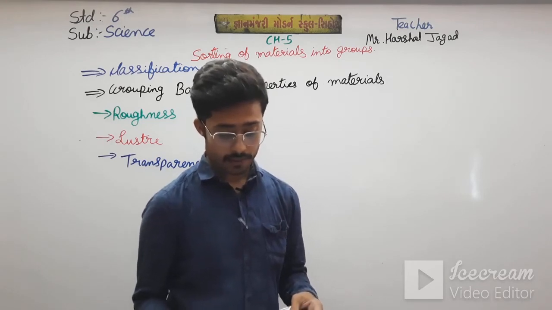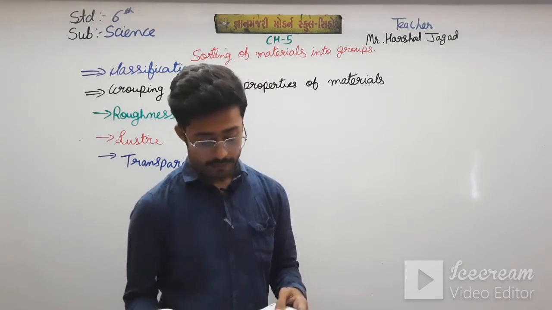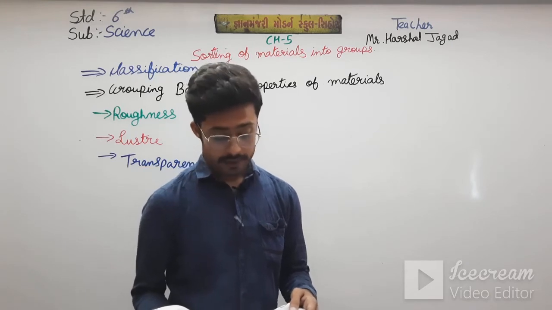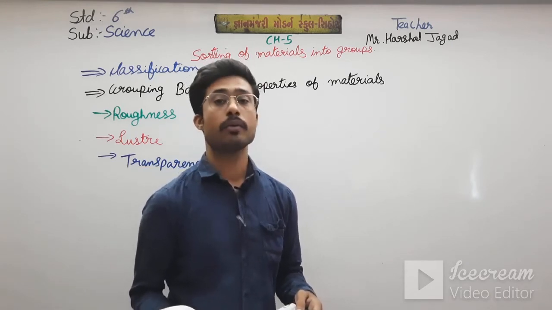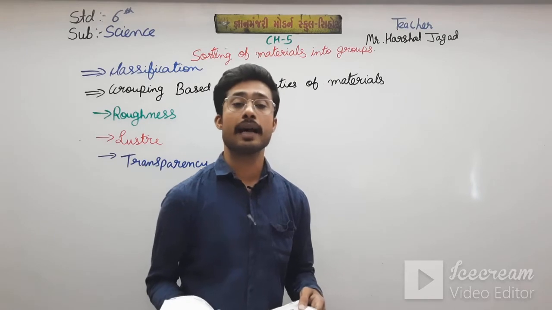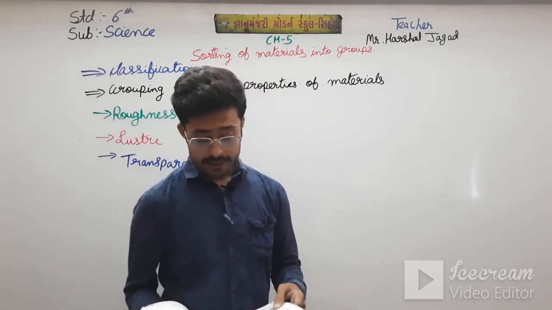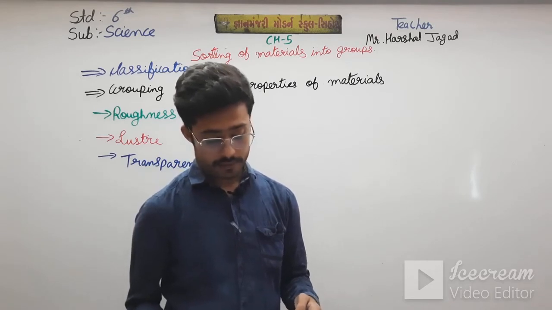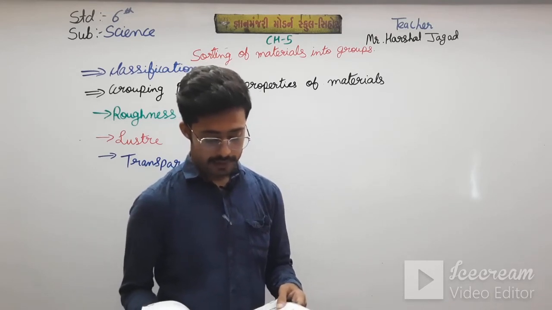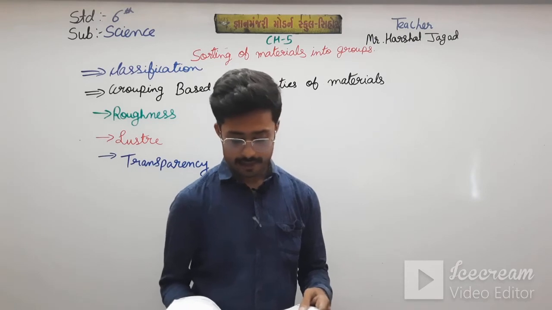Materials that do not allow light to pass through them are called opaque. For example, wood, iron and rock do not allow light to pass. Materials that partially allow light to pass through them are called translucent. For example, oily papers, frosted glass and colored water.